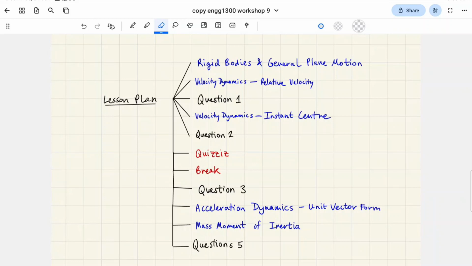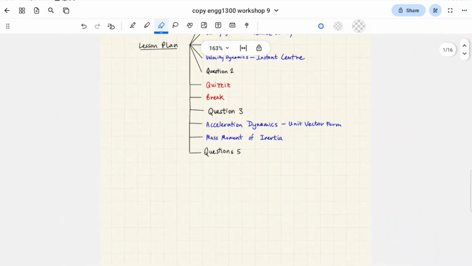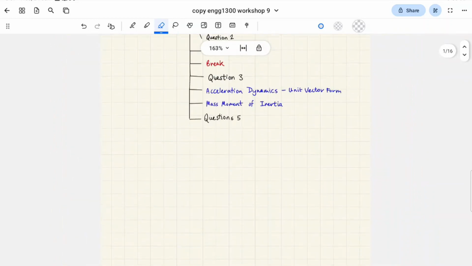Surprisingly, that lesson on Friday won't be as hard. That one will be on kinetics, and if you have practiced your work energy methods and your impulse momentum methods, that's two thirds of the tute already, pretty much. It's very similar to what you've learned for particles.